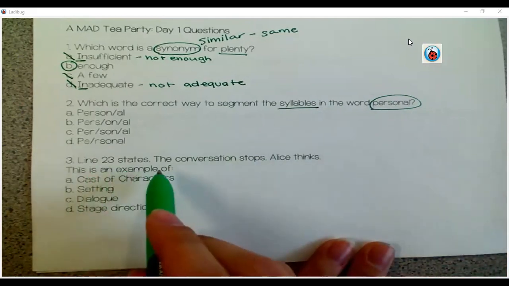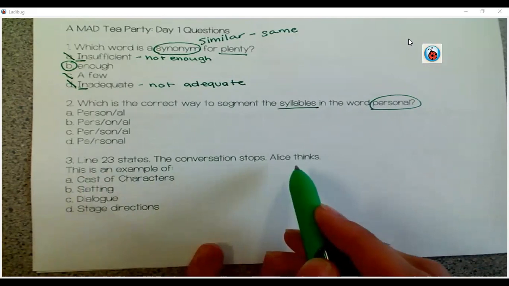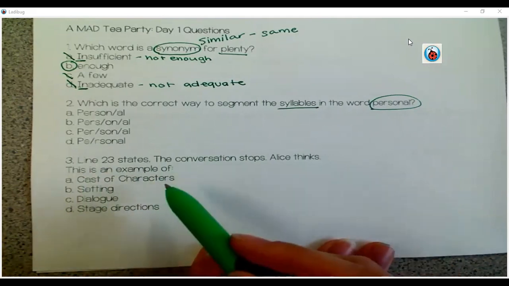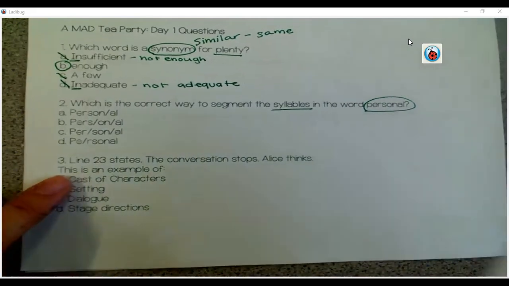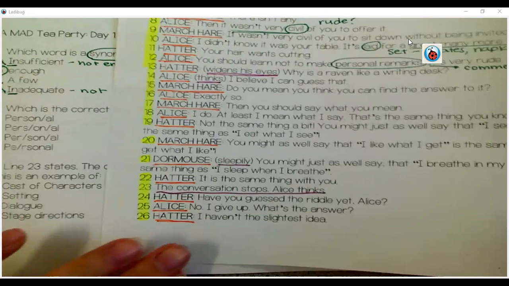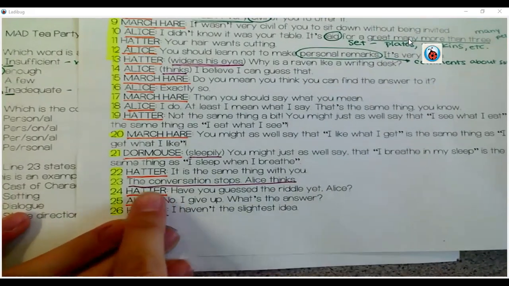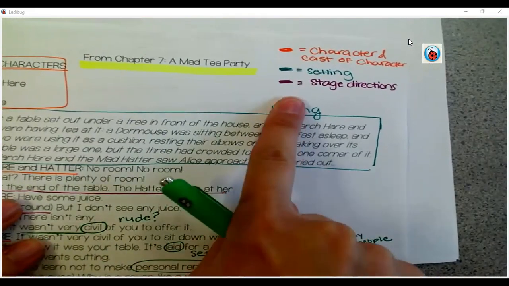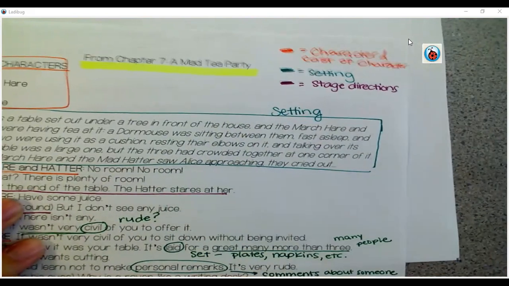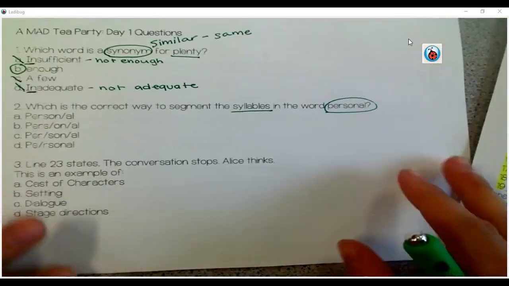Line 23 states, the conversation stops, Alice thinks. This is an example of, so let's go back to the text because it tells us what line to look at. It says line 23 states, the conversation stops, Alice thinks. Oh, that is the line that I forgot to underline the first time. Remember, I underlined that in pink. So we know that those are stage directions. Let's look at the answer choices here.